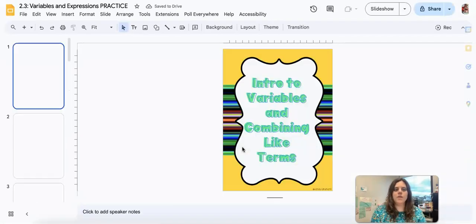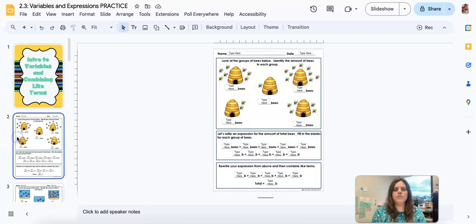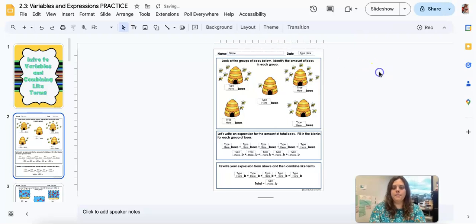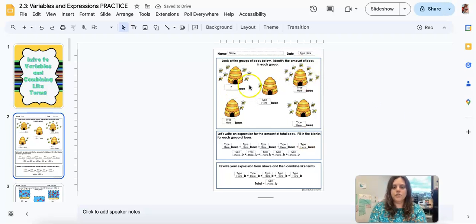You'll open the assignment, and this is what you will see. The cover page, and then you will see it has a spot for you to type your name. You just click there, and you can delete type here and type your name. And then for each of these, you look at the group of bees below, identify the amount of bees. So you're just going to count 1, 2, 3, 4, 5, 6, 7, and you're going to delete type here and write 7. Do that for each one.